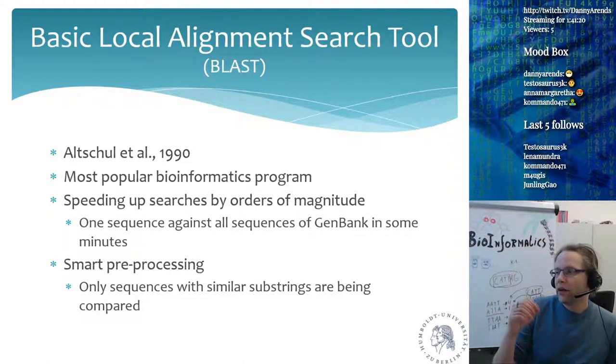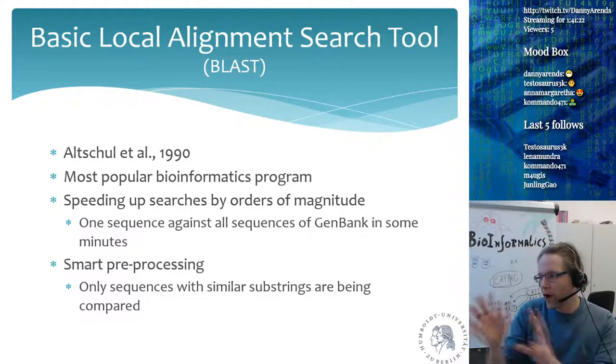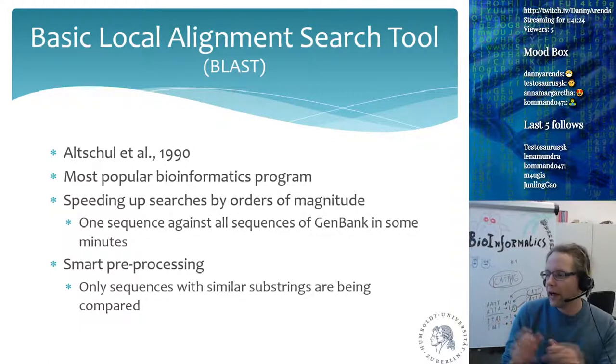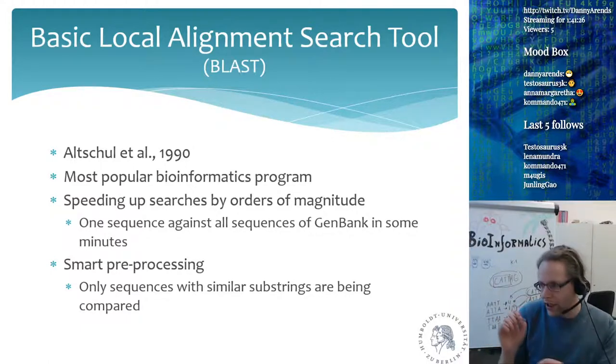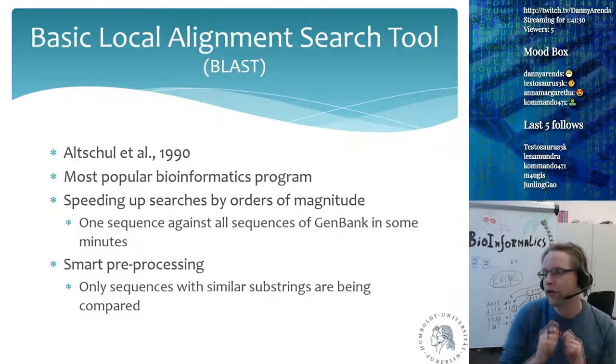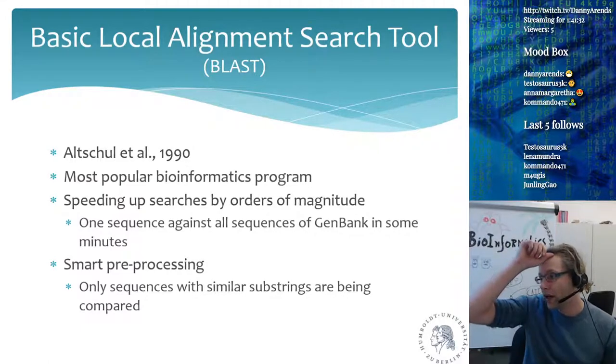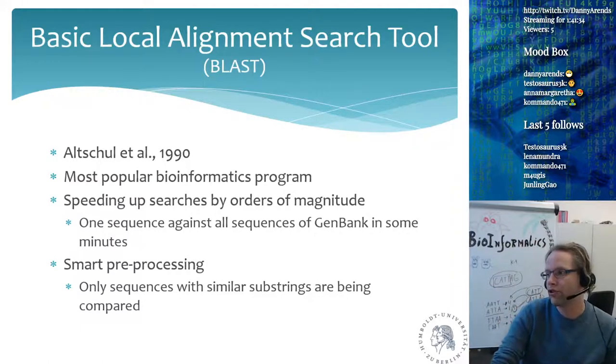Because in the first step, after k-merizing your input sequence, it just looks through the database to see, is there any k-mer that matches somewhere in the database? And if yes, then I'm only going to do the alignments in those positions. And I'm not going to do it at any of the positions where there's no k-mer match. And that is the winning trick which made Altschul one of the most cited bioinformaticians in history.